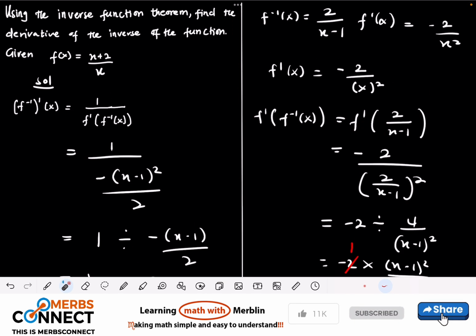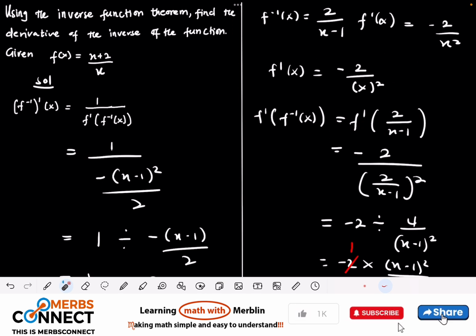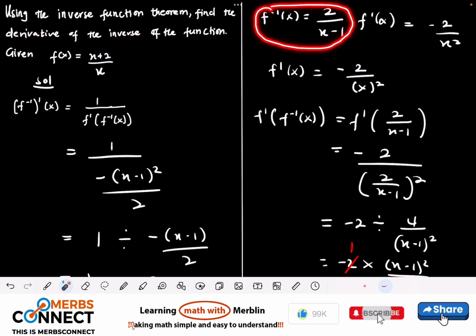Now, let me show you the shortcut. Let's assume that this is not section B where we need to go through the process, and it is section A, and I need to use the inverse function theory from the question. Then what will be the shortcut? The shortcut is very simple. Since I just need the final answer, since I'm finding the derivative of the inverse, after I'm done finding the inverse of the function, I just differentiate.